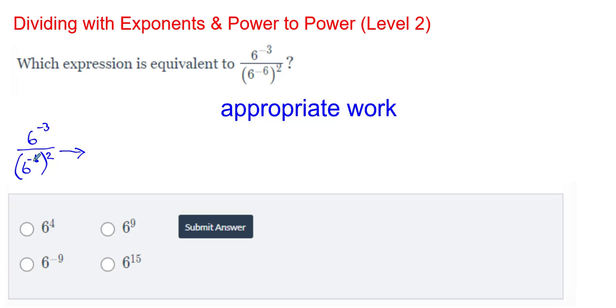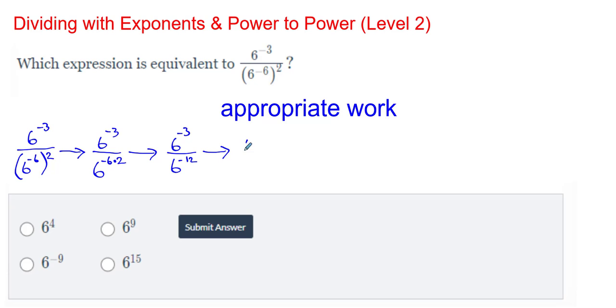So I'm going to focus on the parentheses. I'm going to simplify this power inside and outside first. And so I would write 6 to the power of negative 6 multiplied by 2. And then I'll rewrite the top, 6 to the power of negative 3, and then I'll simplify the bottom in the next step. So negative 6 times 2, that's going to give me a negative 12. So on the top, I just rewrite 6 to the power of negative 3, divided by 6 to the power of negative 12. And when we're dividing and we have the same base, we'll subtract the exponents.